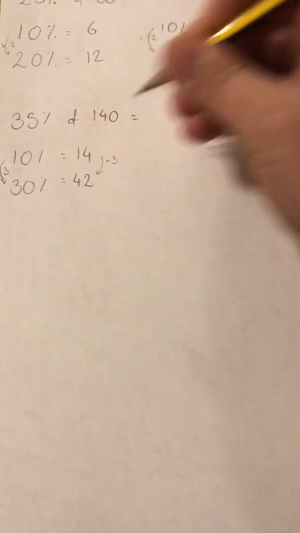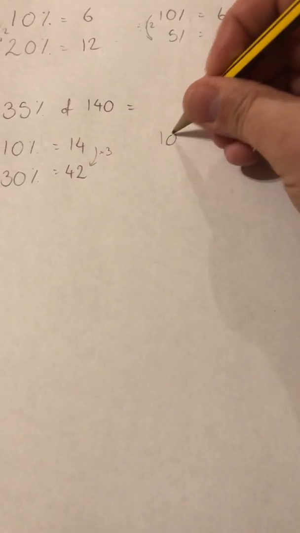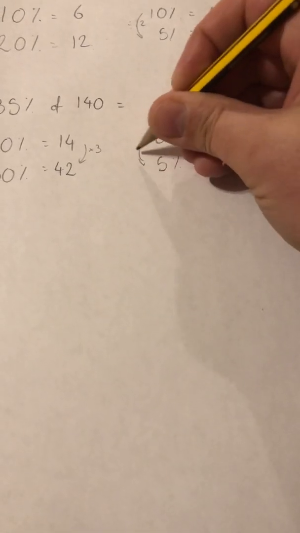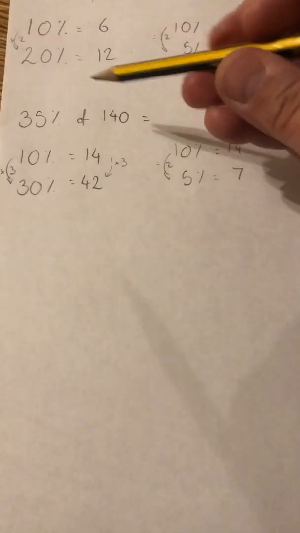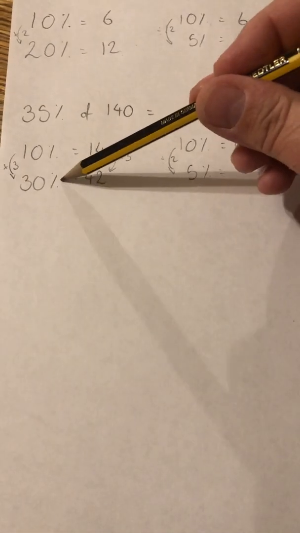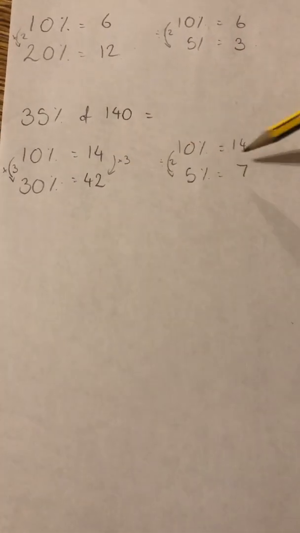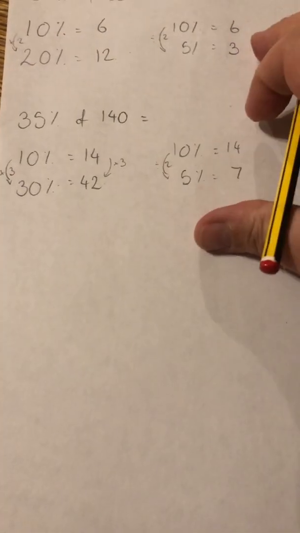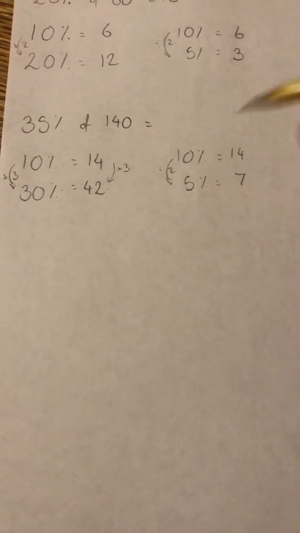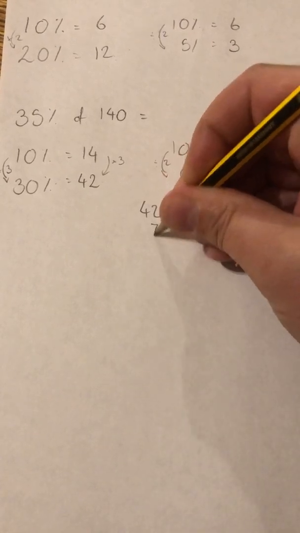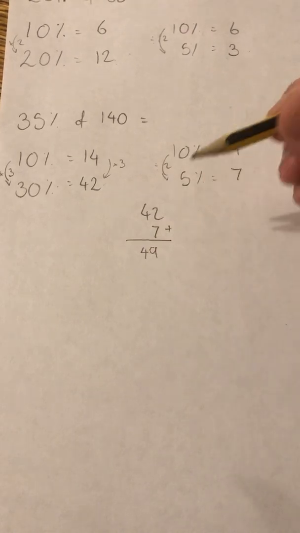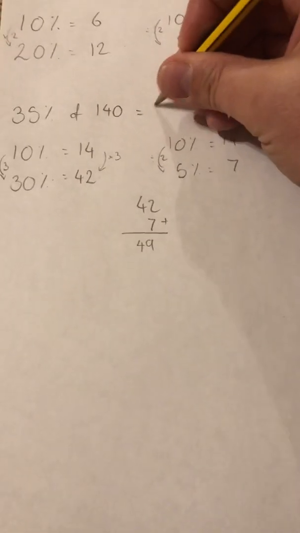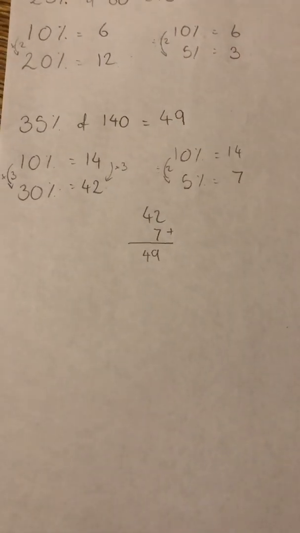That is 42. To find my 5%, I know that 10% was 14. So 5% is half of that. Half of 14 is 7. And to find my 35%, I want to add 30 and 5%, which is 42, and 7. With these simple numbers, you can add those in your head, but if you need to add them in a column, we can just add them in a column. 2 add 7 is 9, and 4 add nothing is 4. So 35% of 140 is 49. Have a go yourselves.